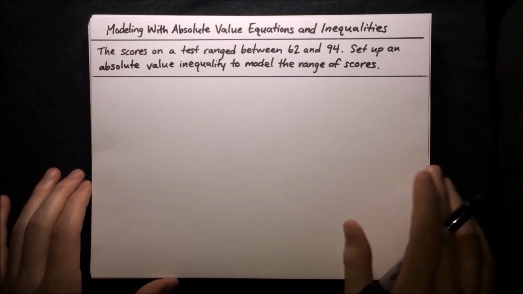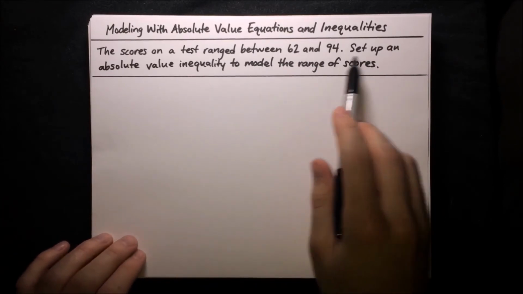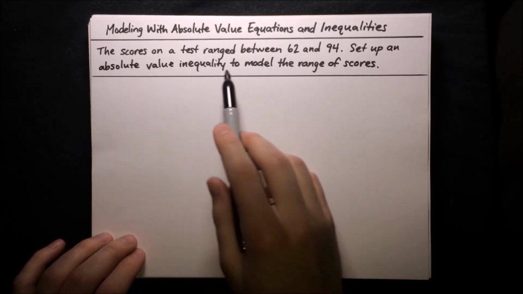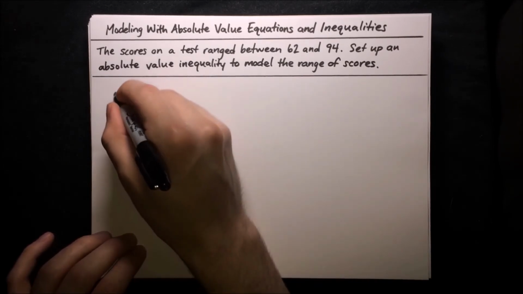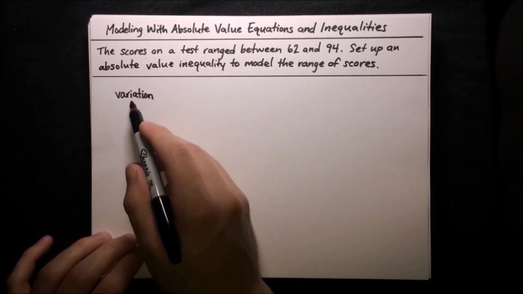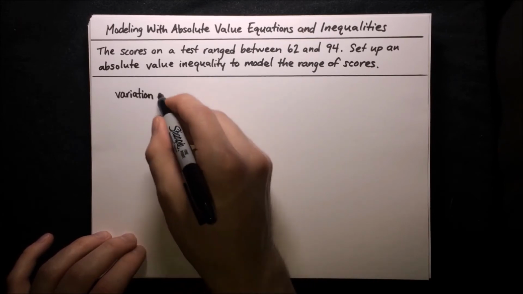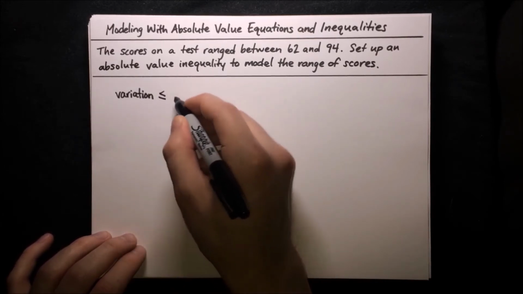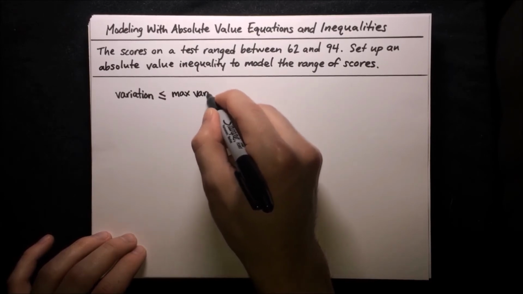Here's another problem. The scores in a test ranged between 62 and 94. Set up an absolute value inequality to model the range of scores. So again, our starting point is with variation. And the full range of scores would be modeled by the scores which have variation less than or equal to the maximum variation.